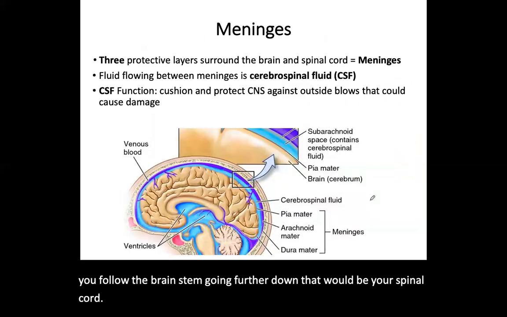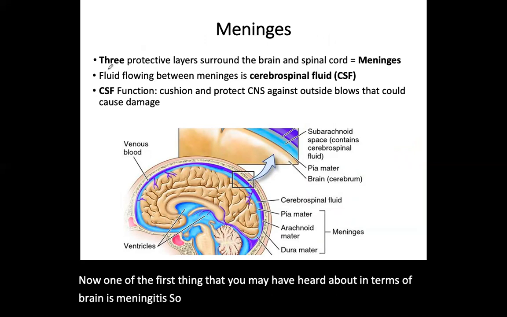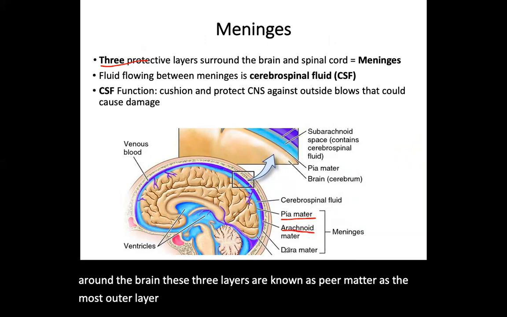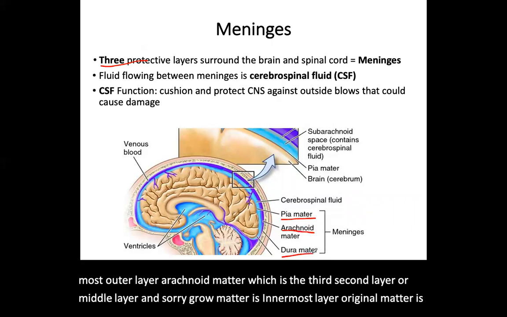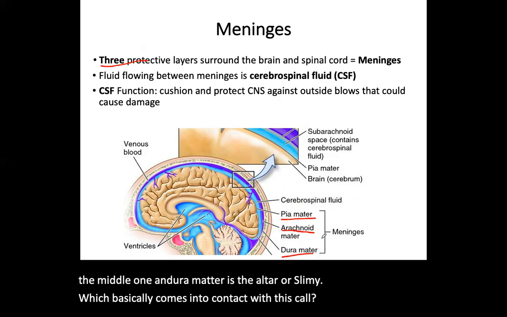Now, one of the first things that you may have heard about in terms of the brain is the meninges. So the meninges are three protective layers found around the brain. These three layers are known as pia matter, the innermost layer, arachnoid matter, the middle layer, and dura matter, the outermost lining, which basically comes into contact with the skull. These are your three layers.